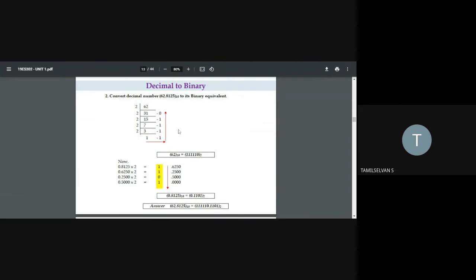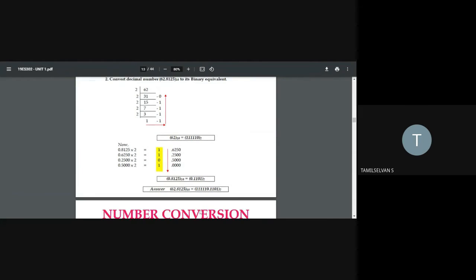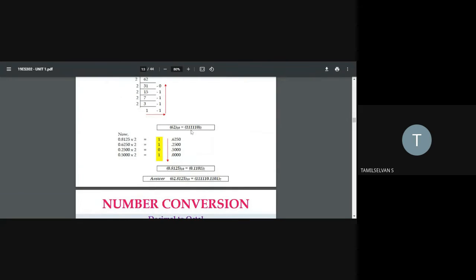So this 0.8125 has the equivalent binary value 1101, that is 0.1101. So I can combine these two, and I get the final result, right? So 111110.1101 is our final result. Okay, so is that clear?